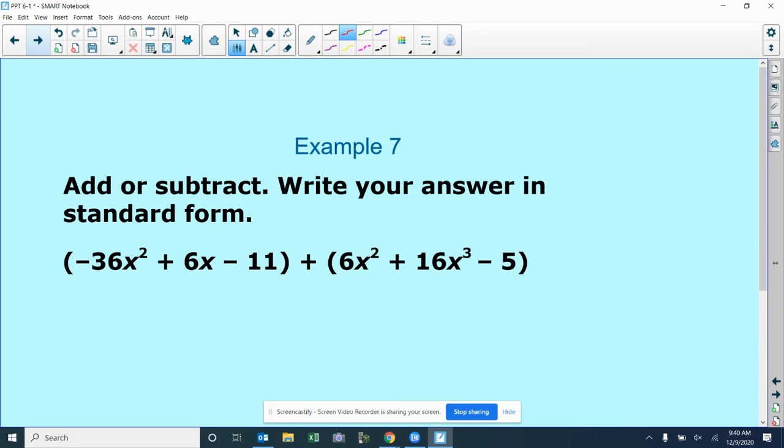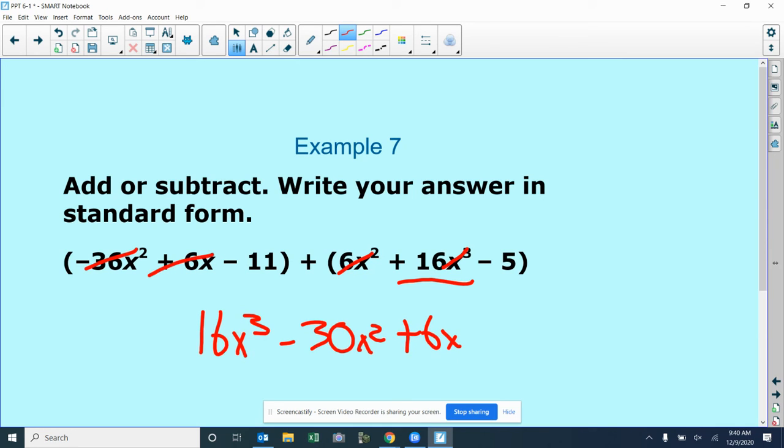This is a plus. Let's see our like terms. We'd start with 16x cubed. We'd get the minus 30x squared. We're going to have plus 6x, and we're going to end up with minus 16. Lead coefficient 16, degree is 3.